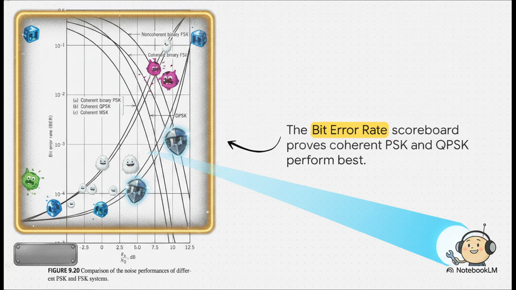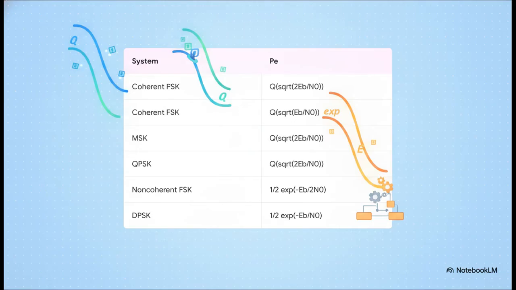Look at how amazingly coherent binary PSK and QPSK perform compared to the non-coherent systems. This graph is absolute mathematical proof that maintaining phase coherence gives your bits the toughest possible armor against that additive white Gaussian noise. And here is your ultimate cheat sheet. This table distills the exact mathematical probability of error for every modulation scheme we've talked about.